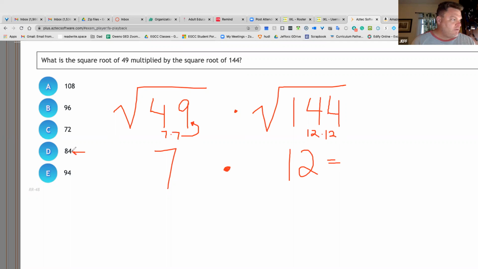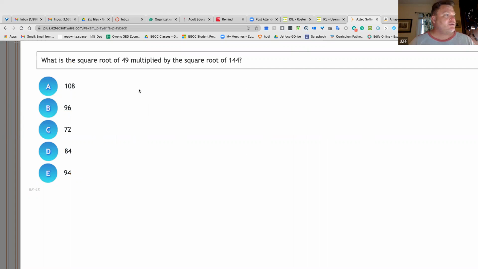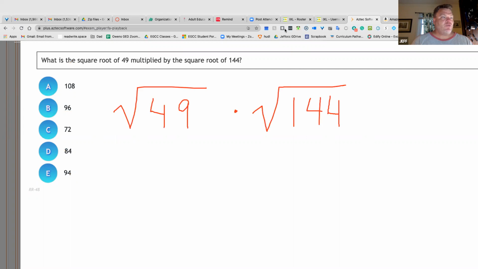That's our answer. But I want to rewind this and take what is actually a pretty complicated question. What is the square root of 49? That's how that looks. Multiplied by the square root of 144.